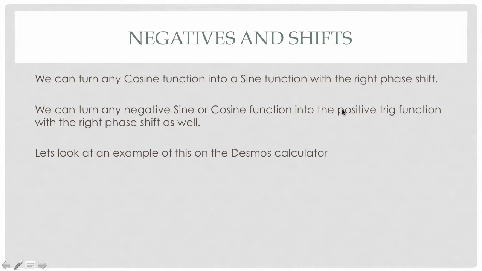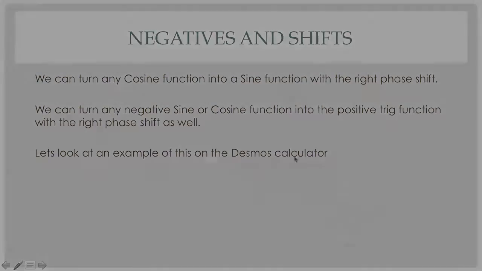Okay, how do we do some stuff with negatives? We can turn any cosine function into a sine function. We already kind of showed you this with the right phase shift. We can also turn any sine or cosine function into the positive trig function with the right phase shift as well. So I want to show you some stuff here on the Desmos calculator, being aware of how negatives affect things. Let's play around with sine and cosine and try to get them to look the same.